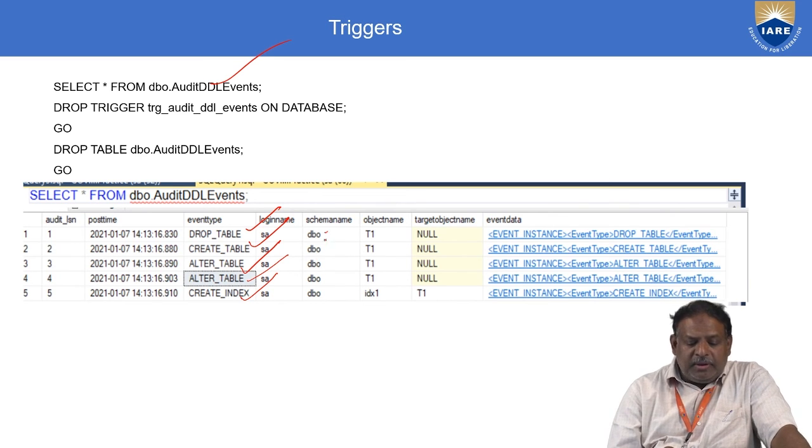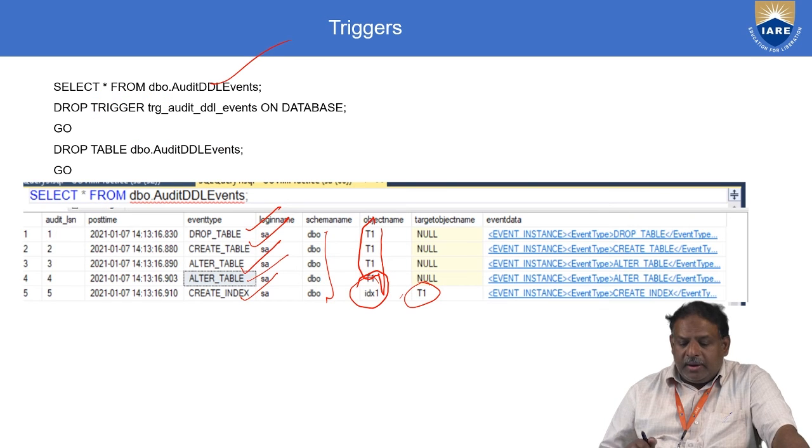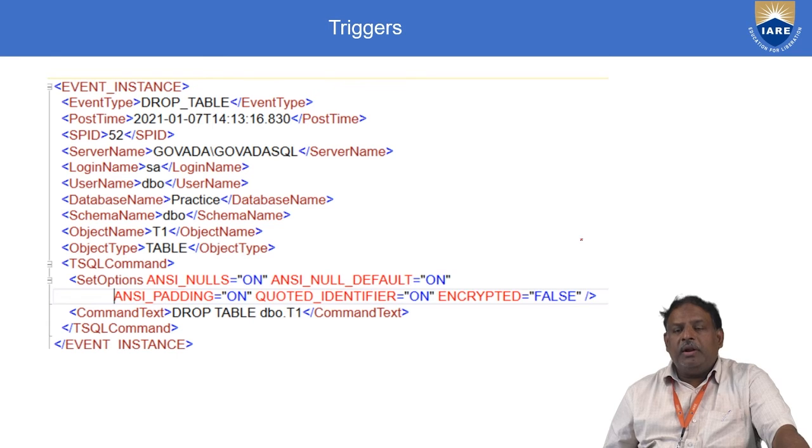The schema name is DBO. Same thing, the object name is here T1, till here T1. Here this is the index name. Okay. The target object name is table 1. You see here the event data. This is stored in XML. If you click on it, you'll get it like this.